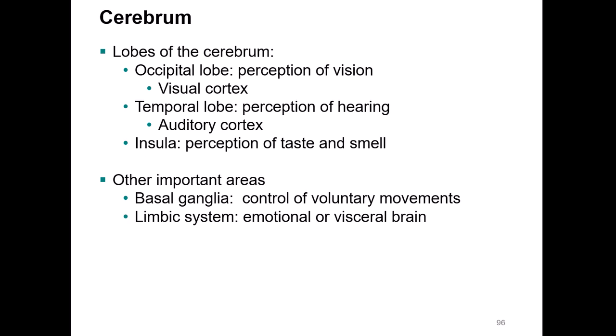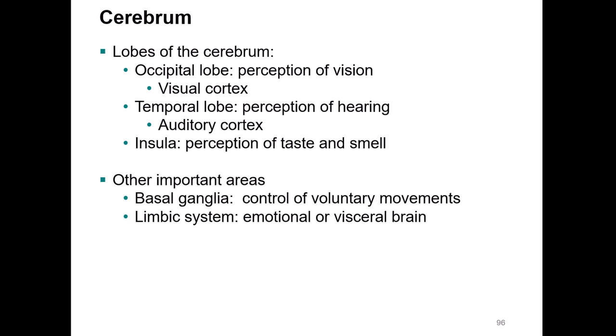There's a few other important areas of the cerebrum. There's something known as the basal ganglia. This is a part of the cerebrum that actually controls some of our voluntary movements. So everything that we do is nice and smooth and coordinated. As you go into a pathology class, you'll actually see sometimes damage to the basal ganglia will cause the individual to have abnormal movements.